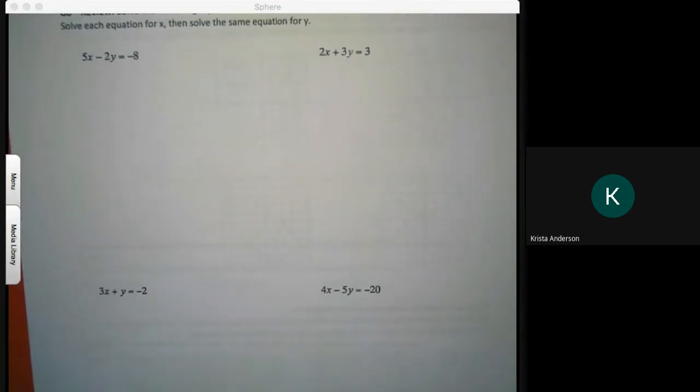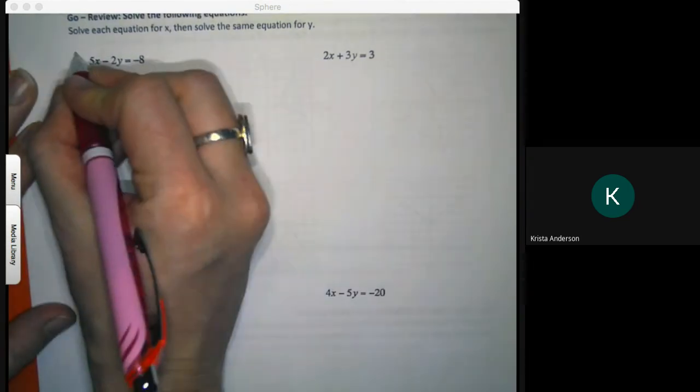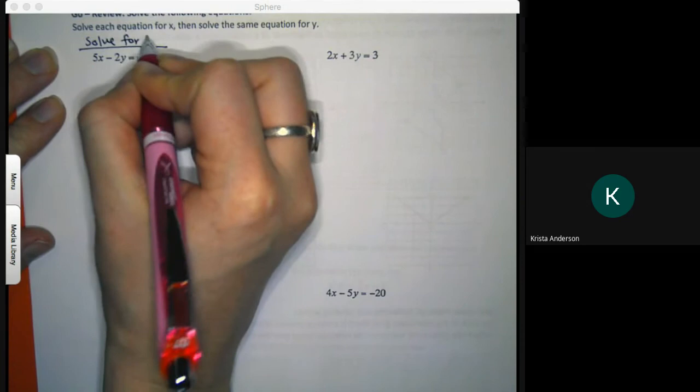On the back, it says solve each equation for x, then solve the equation for y. We are just going to solve for one letter. I won't make you do both. So this first one, do you want to solve it for x or y? I will let you pick. X? Okay. Solve for x.